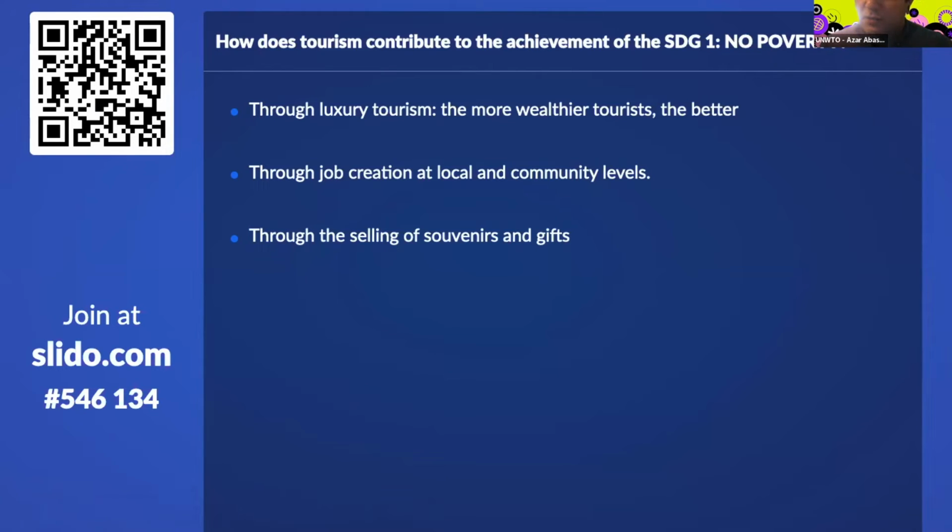So now we're going to give you one more minute for you to join, register, make sure to type your names. You can add your country as well if you wish to. Once again, your phone ready, QR code, slido.com, and the 6 digits.